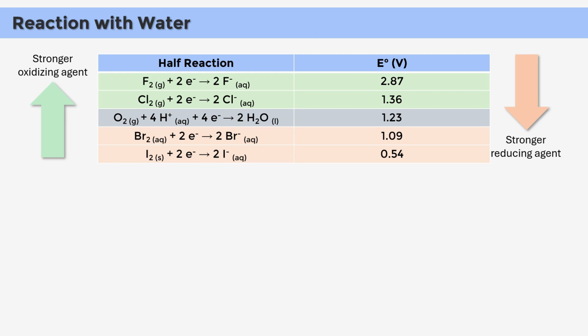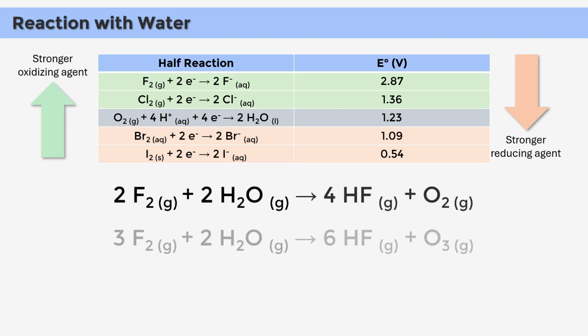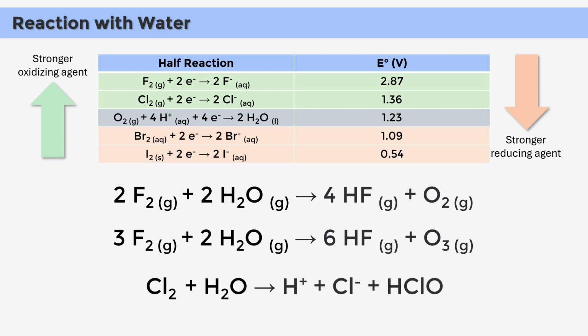Conversely, fluorine and chlorine possess higher reduction potentials, thus having the capability to oxidize water. As an example, fluorine reacts with water vapor to form oxygen and ozone. Meanwhile, the reaction of water with chlorine proceeds very slowly.